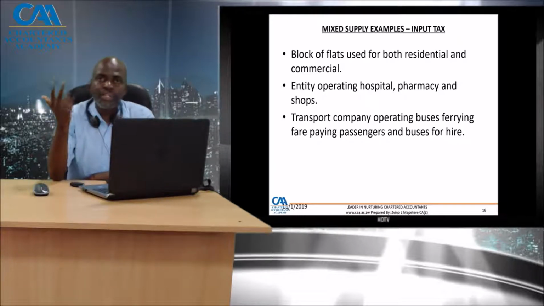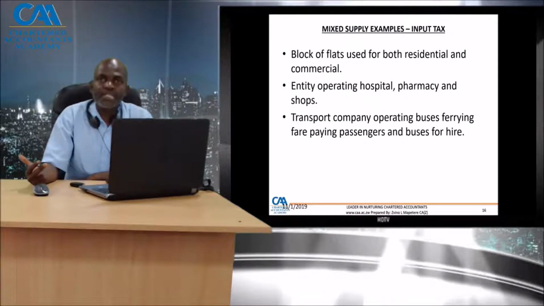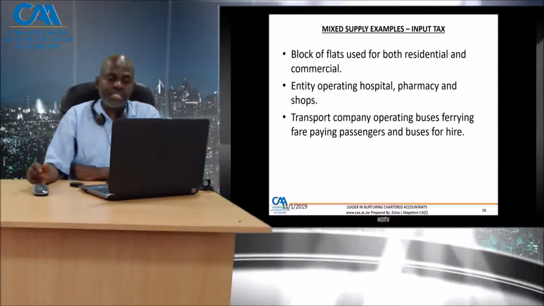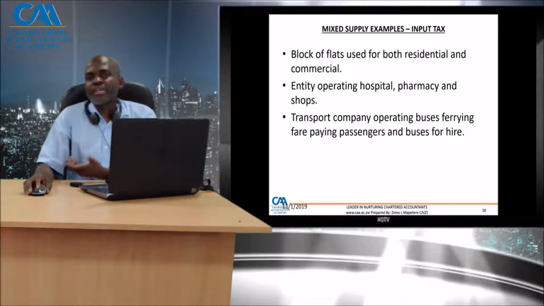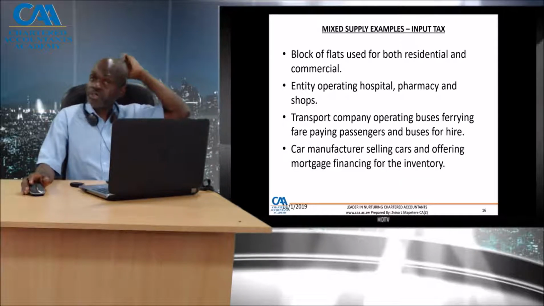And then you also have the same buses that can be used for hire. That's the third category. And hiring where the passengers that go on board are not fare paying passengers is not exempt, but is actually standard rated. So that's a typical case of a mixed supply. And an example of where apportionment of input tax can happen is if you're going to buy tires and put them in a store. Some of them will be used on buses that are supplying a zero-rated service, some for an exempt service, and some for standard rated. So apportionment is going to be very important.